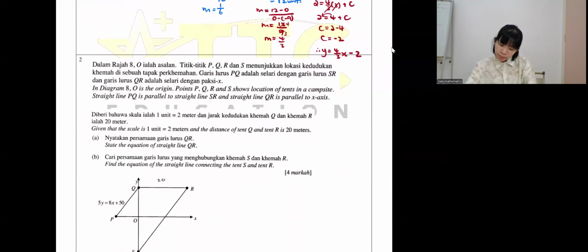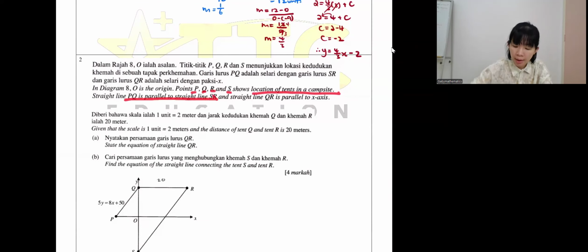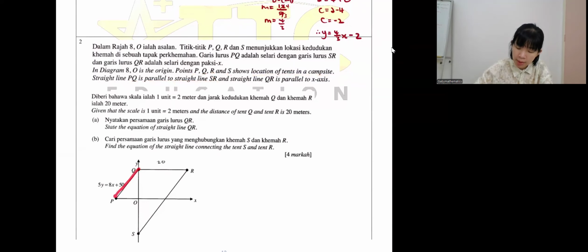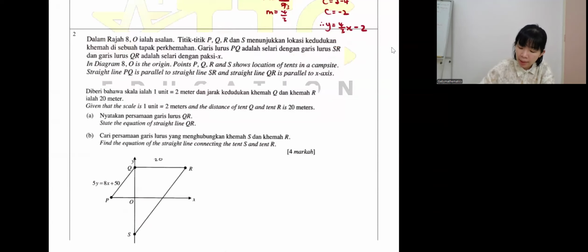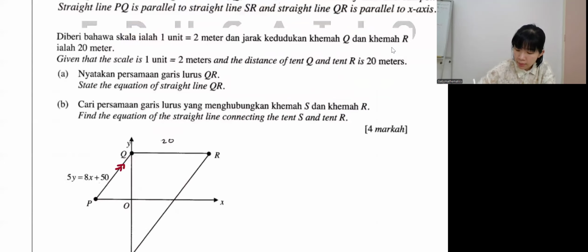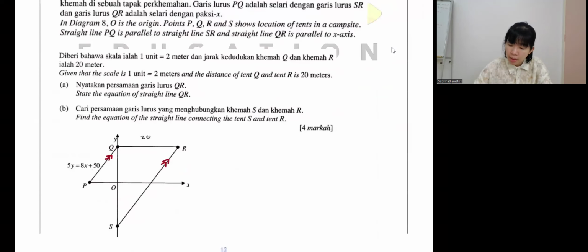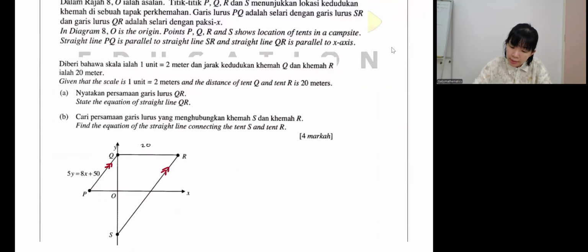Question 2. In the diagram, O is the origin. We have four points P, Q, R, S, which show the location of tents in a campsite. PQ is parallel to the straight line SR. Let's say PQ and SR are parallel, so you can put an arrow. Then they say QR is parallel to the x-axis. This line and the x-axis are parallel.